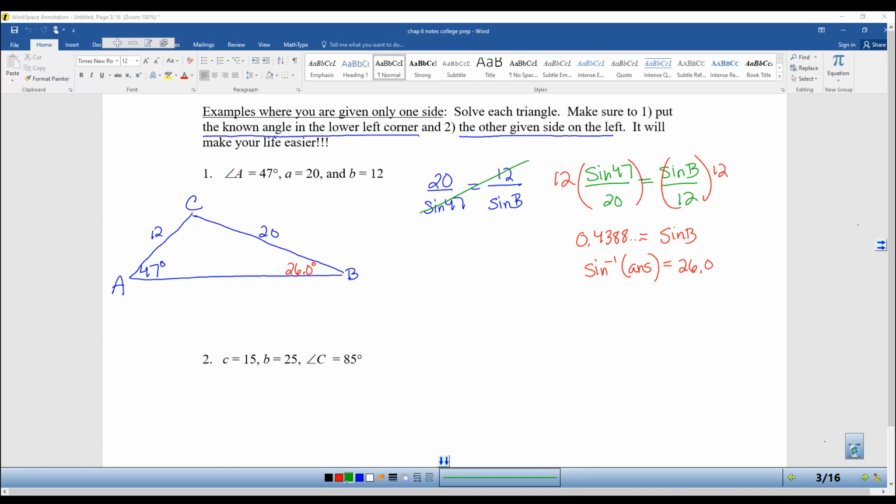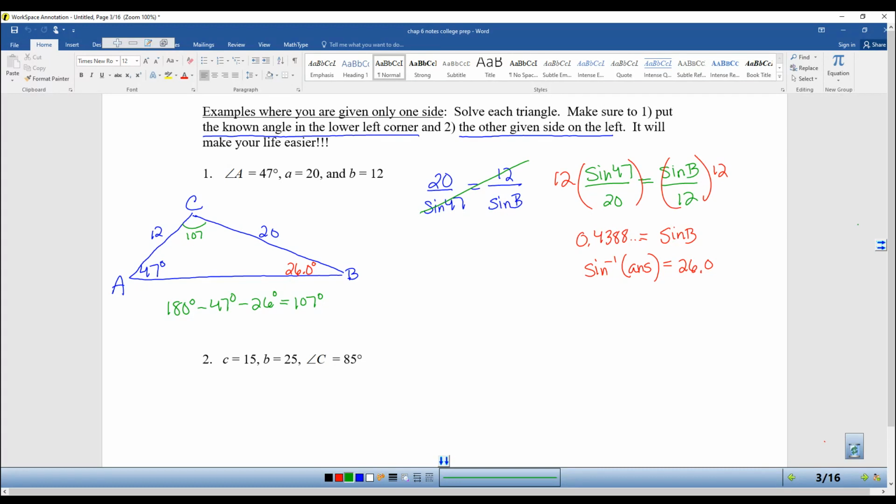Now that I have angle B, I can find angle C by doing 180 degrees minus angle A, which is 47, minus angle B, which is 26, and that gives me 107 degrees.